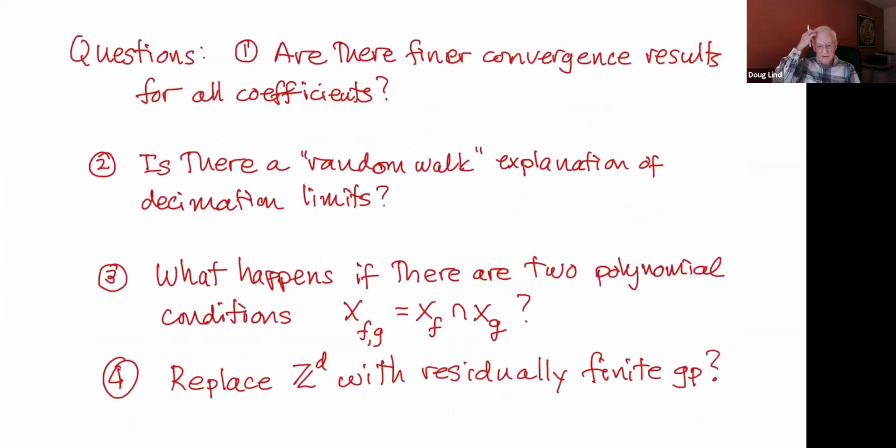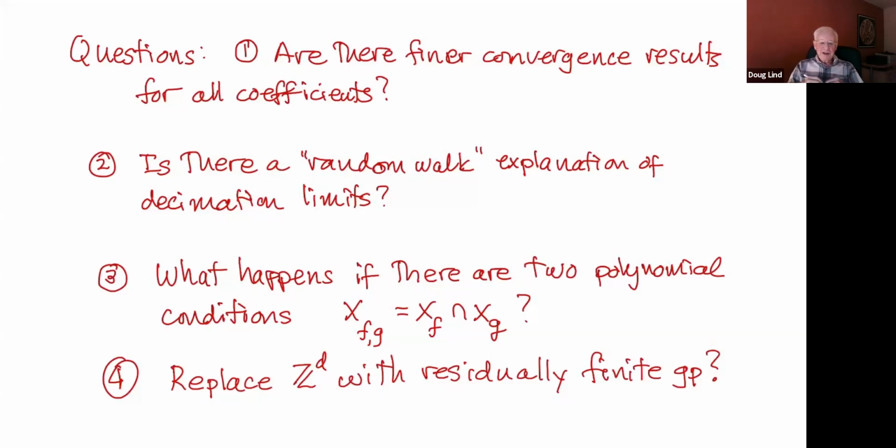So let me just end with a couple of questions. The first question is, are there finer convergence results for all the coefficients? So we saw even in the one variable case that one coefficient was bouncing up and down, but it actually converges to the correct thing by a diophantine result. Does the same thing hold for general polynomials, or can you have some sort of bizarre bouncing up and down behavior for some of the coefficients? Who knows? I just don't know. It's a very complicated question, I think.